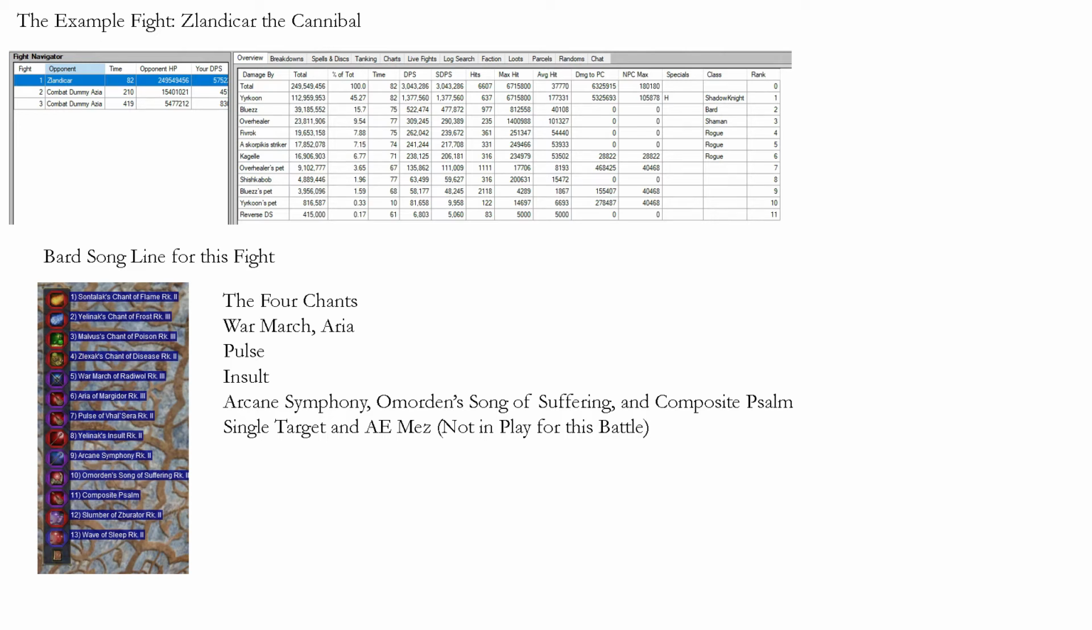I've chosen to focus on just one fight, what I call an example fight, and I give the bard song lineup for this fight, which is the four chants: War March, Aria, Pulse, Insult, in this case Yelenak's Insult, Arcane Symphony, Omorden Song of Suffering, and Composite Psalm. I also have the single target AE Mez loaded, but they're not in play or used during this battle.